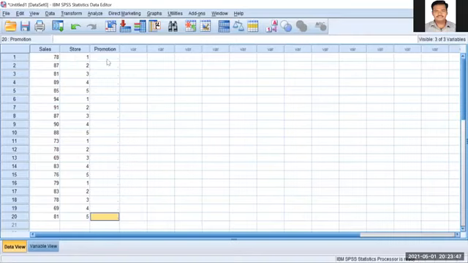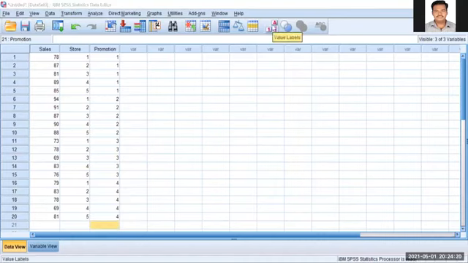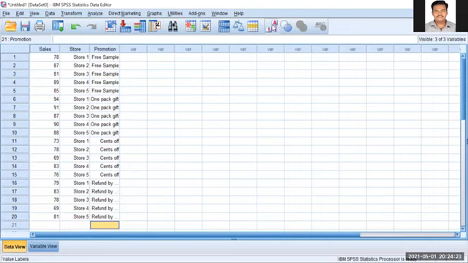Okay, and then promotion. There are 4 types of promotions, right? So it is like 1 1 1 1 1. The first 5 samples of sales data depend upon promotion one, and then it should be 2 2 2 2 2, 3 3 3 3 3, and then 4 4 4 4 4. Right, now we have the values. Okay, now you can enable this value label. All right. Okay, fine. Now where do we have to go?